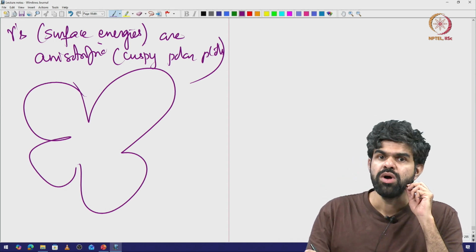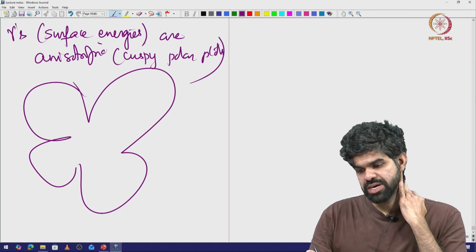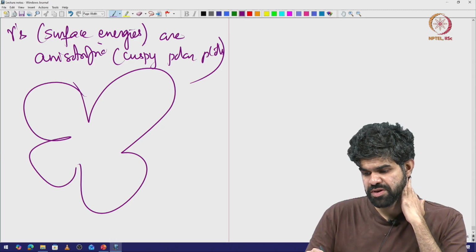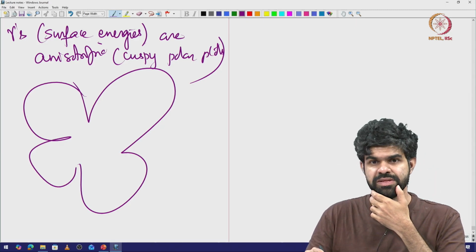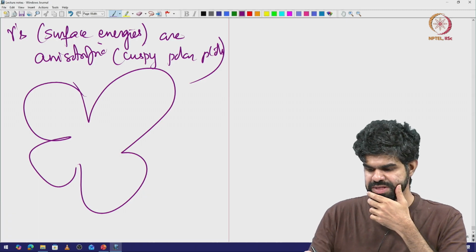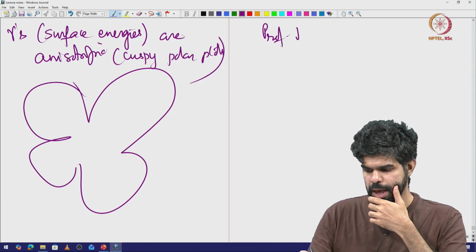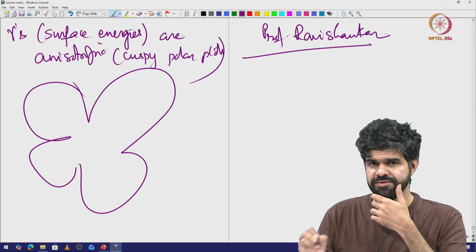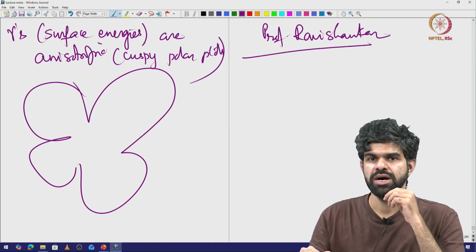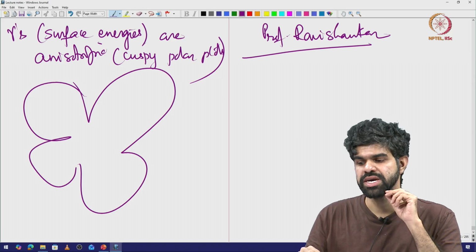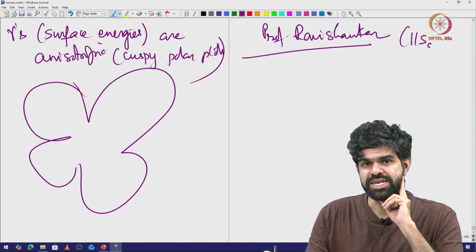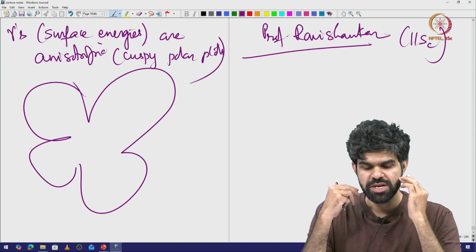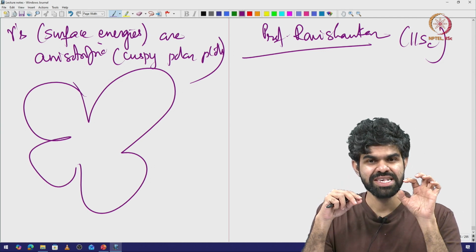Now, there is a faculty member, one of the very smart material scientists I have ever interacted with. His name is Professor Ravi Shankar, a very great and very good material scientist. He also does electron microscopy in his research. Professor Ravi Shankar is also my colleague from IISc, and he actually makes these nano crystals.